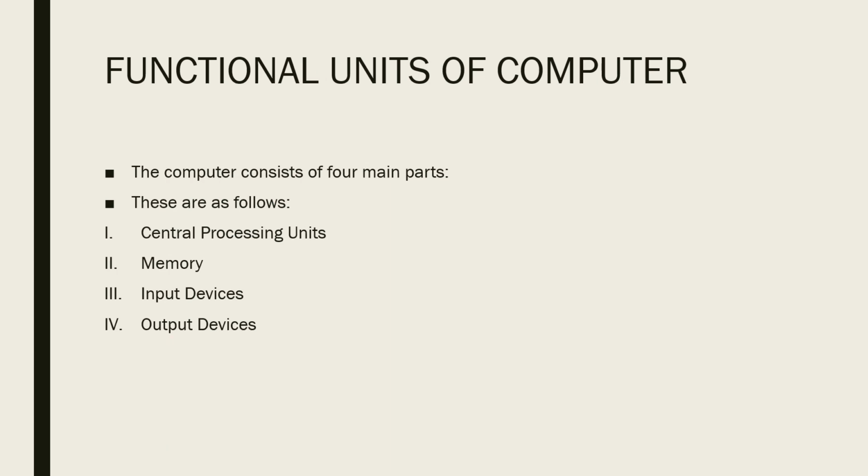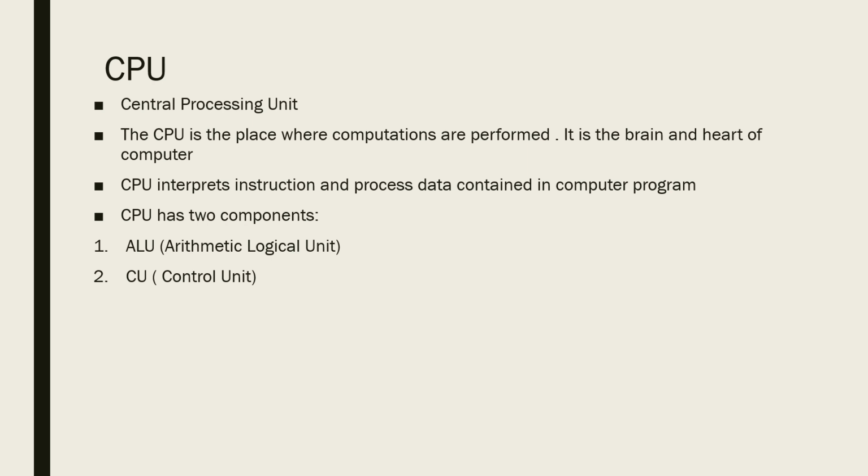Next is functional units of computer. The computer consists of four main parts. These are CPU, memory, input devices, and output devices. We will see them in the further slides. First is CPU.